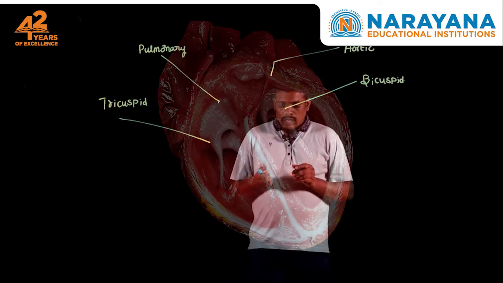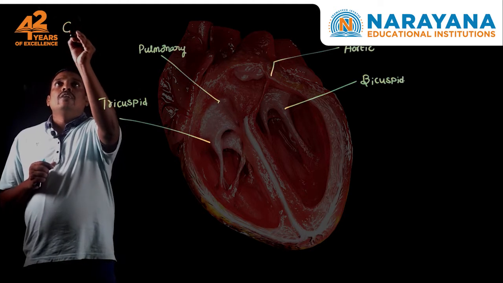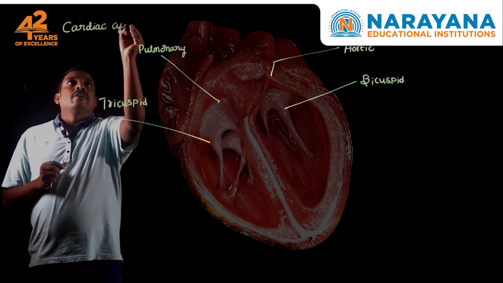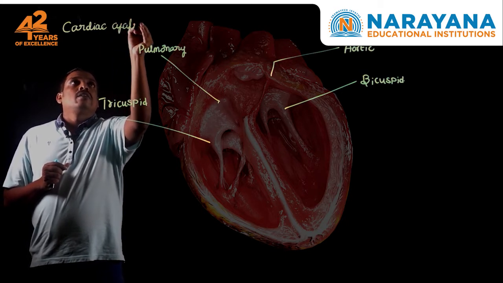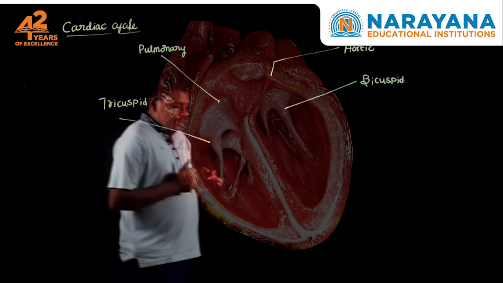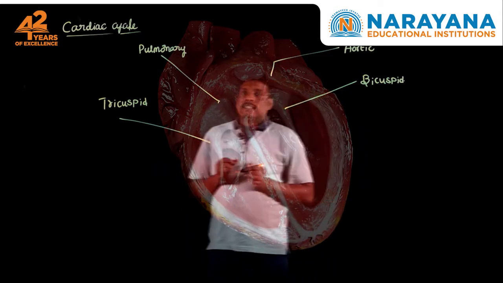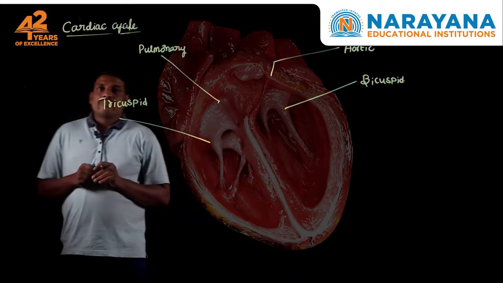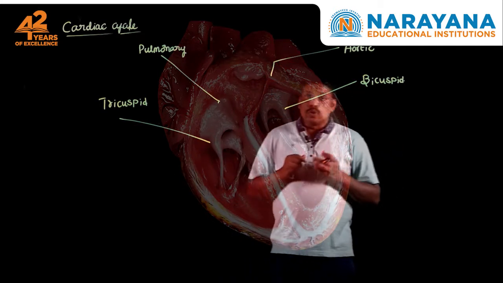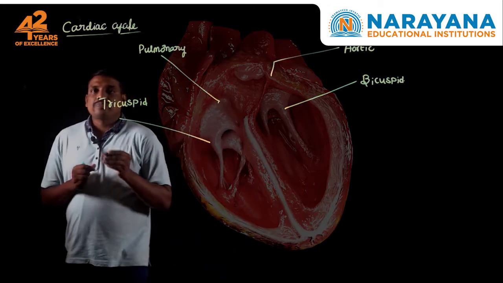These 4 valves play an important role in the mechanism and working of the human heart. Dear students, today we are going to learn an important concept, that is the cardiac cycle. So, how is the heart able to pump the blood? How does the heart pump oxygenated blood, receive deoxygenated blood, and how is the heart able to contract and relax? For all these questions, we are going to find out the answers.